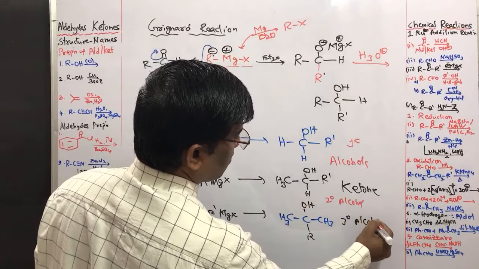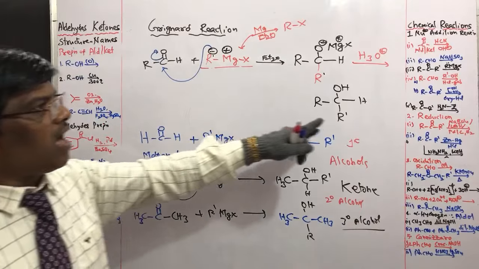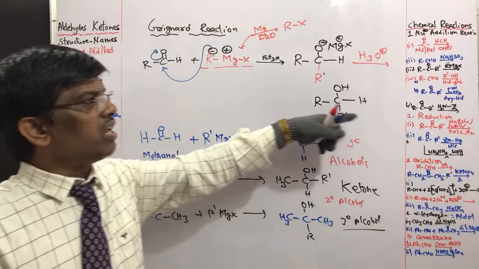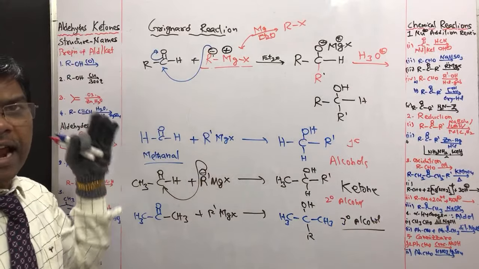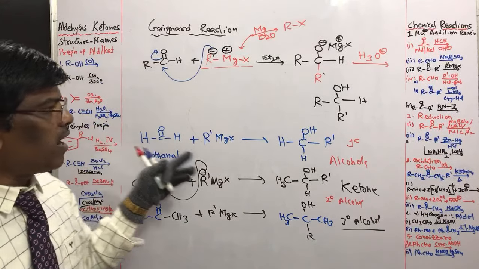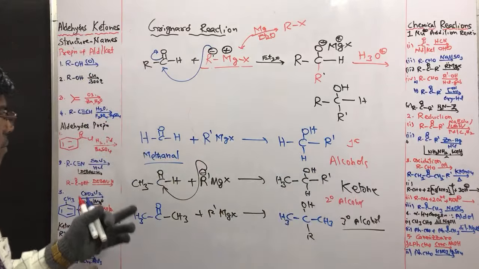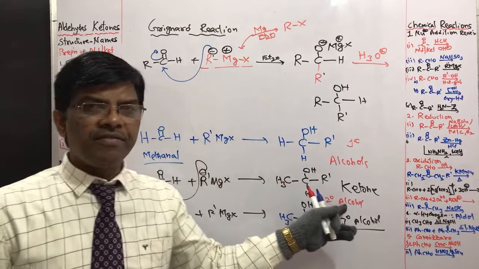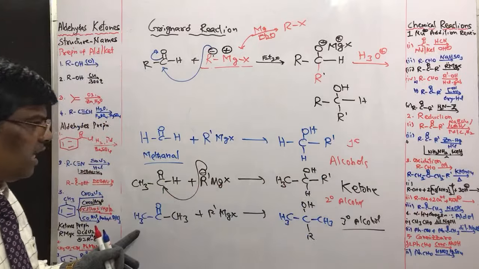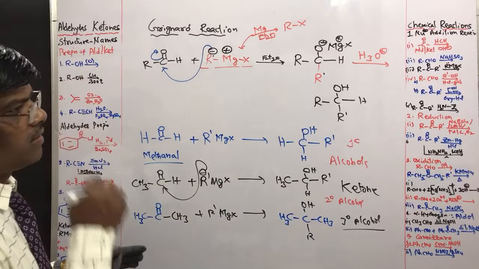So this is how I can prepare primary, secondary and tertiary alcohols via the Grignard reaction of aldehydes and ketones. Only formaldehyde is going to give a primary alcohol, the remaining aldehydes are going to give secondary alcohols, and ketones are going to give tertiary alcohols. Yes students, next.